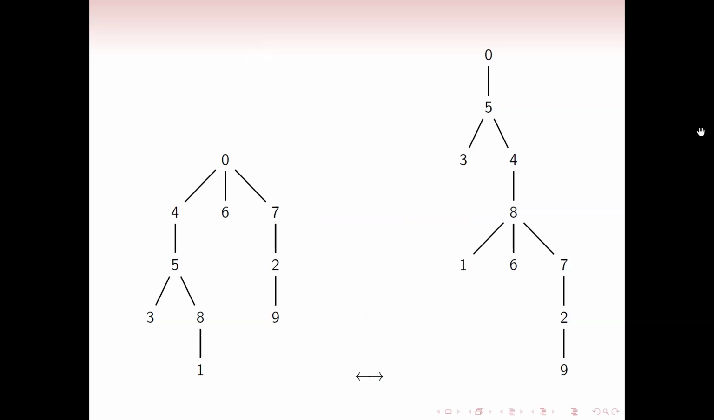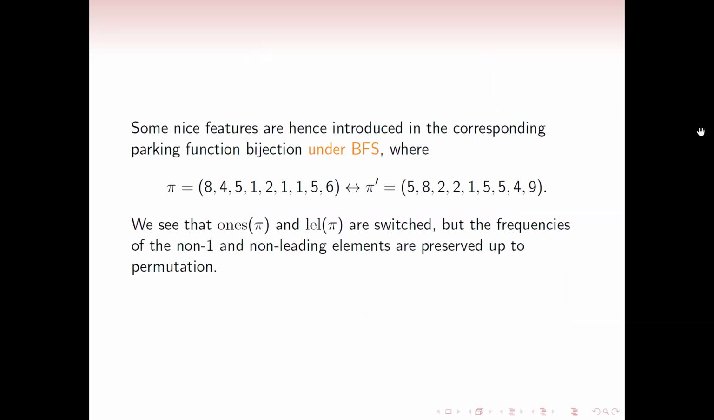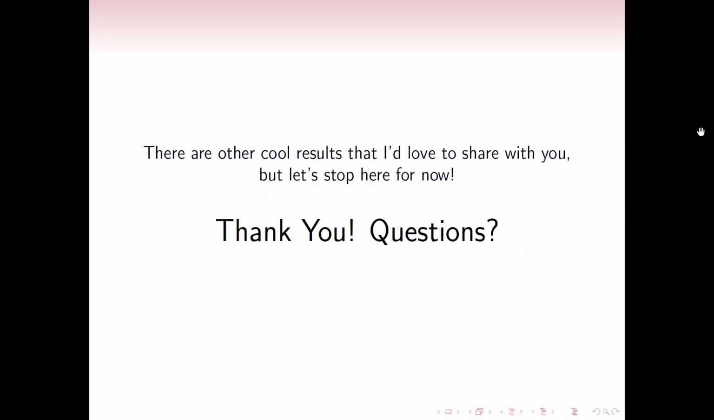Once you go from this tree to that tree, using the BFS algorithm, you can also go from one parking function to the other parking function. The pi and leading pi statistics are interchanged, and many other statistics are preserved because of the involution structure. All right, so now I'm done. Thank you so much.